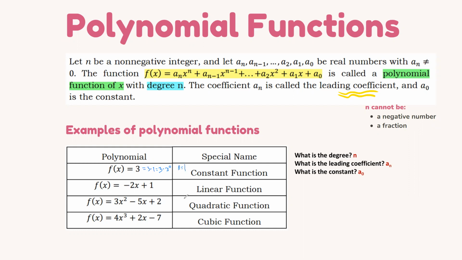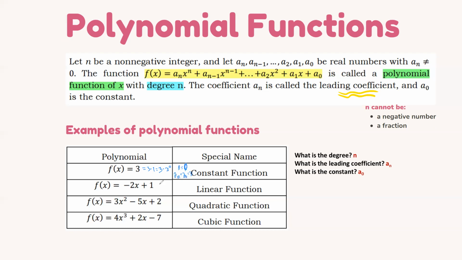What about the linear function? I'm going to give you a short time. n is equal to 0, the degree is equal to 0. And then the leading coefficient is just our constant, which is equal to 3. What about the linear function? What do you think is the degree? What do you think is the leading coefficient? And what do you think is the constant?